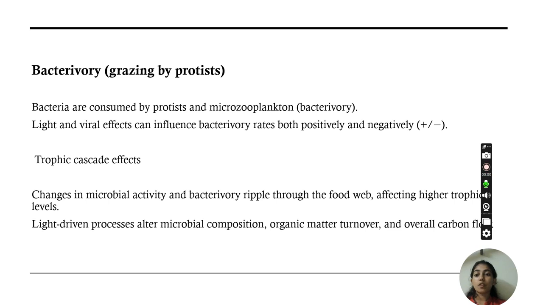Bacteriovory, grazing of protists. Bacteria are consumed by protists and microzooplankton, and light and viral effects can influence the bacteriovory rates both positively and negatively. Trophic cascade effects. Changes in the microbial activity and bacteriovory ripple through the food web, affecting the higher trophic level. Light-driven processes alter microbial composition, organic matter turnover, and overall carbon flow.